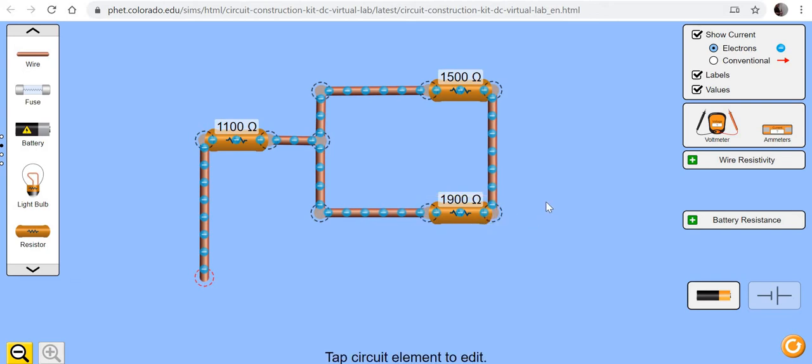Another thing we want to do is measure conventional current. You can go back and forth, it really doesn't matter, but conventional current is the way you learned it in the textbook. This choice here will be the direction that positive current would flow.